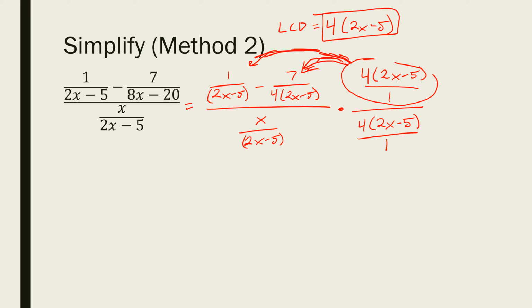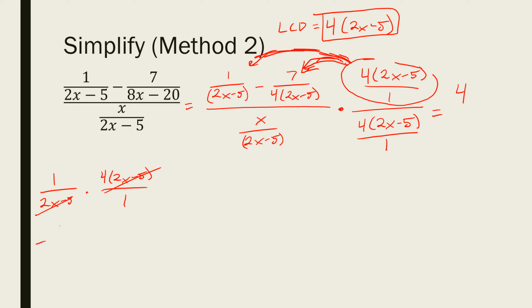Okay, anyway, so I'm distributing this LCD both to the first fraction and the second fraction on the top because I have distribution going on. So let's take a look at what happens when I distribute it to the first fraction. I have 1 over 2x minus 5 times 4 times 2x minus 5 over 1. And I know that that is going to pre-reduce. All that I'm left with is 4. Kind of neat. Now let's do it with the second fraction.